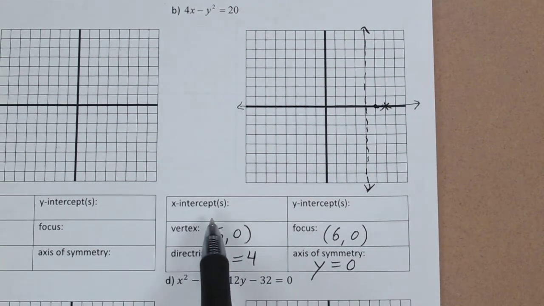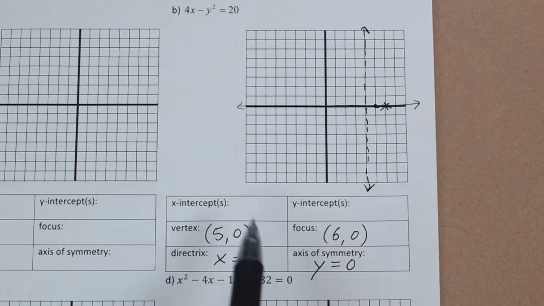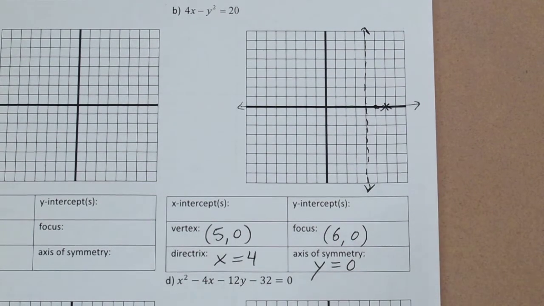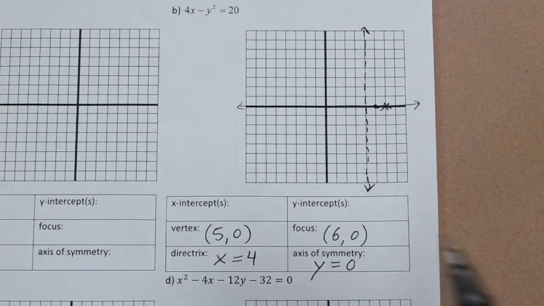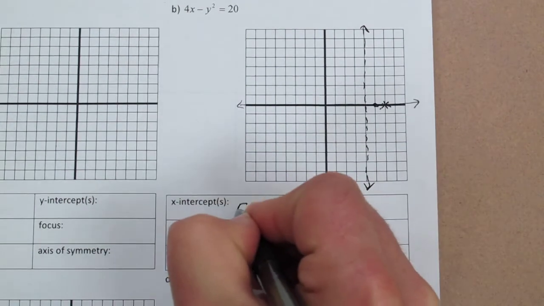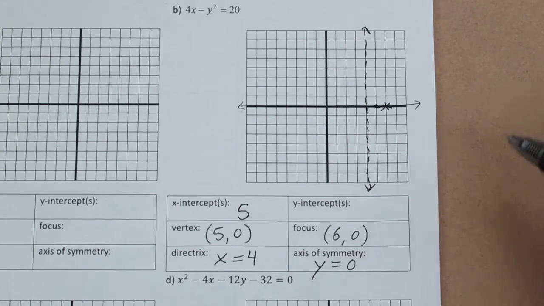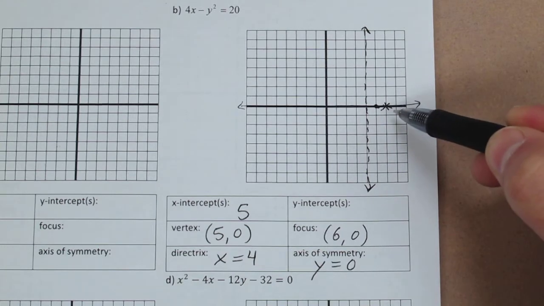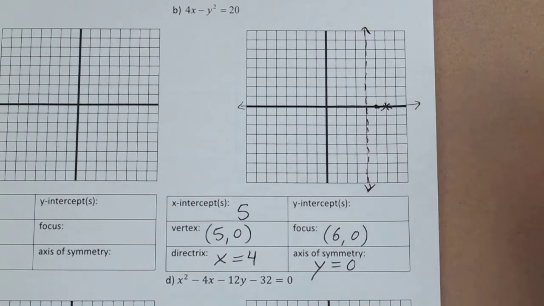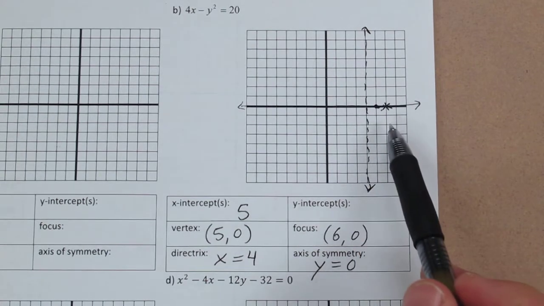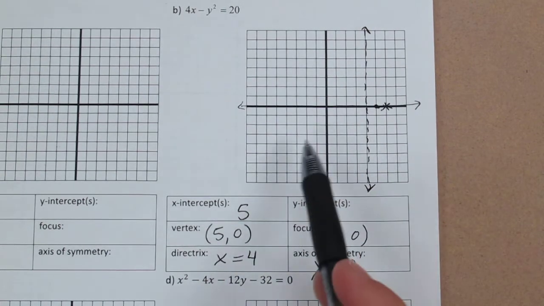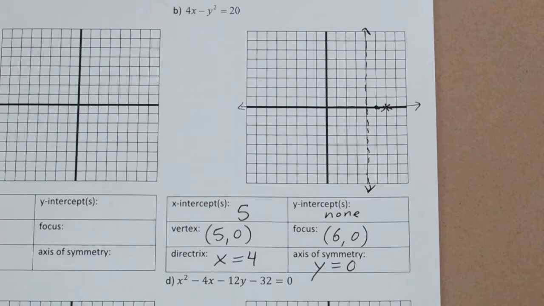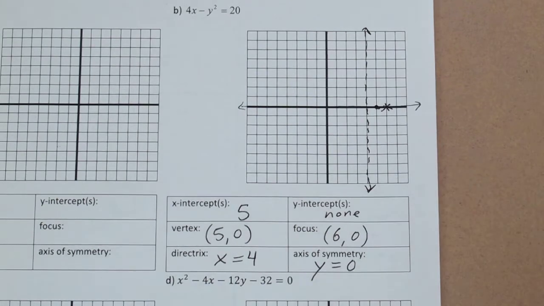The last two things we need here are the x and the y-intercepts. Now the x-intercept's pretty easy since the vertex is located right on the x-axis. The x-intercept is 5. Now the y-intercept, looking at this graph, we know the parabola is going to open this way because it has to eat the focus. And the directrix is right here. So it doesn't look like it's ever actually going to intersect with the y-axis. So the y-intercept is none.